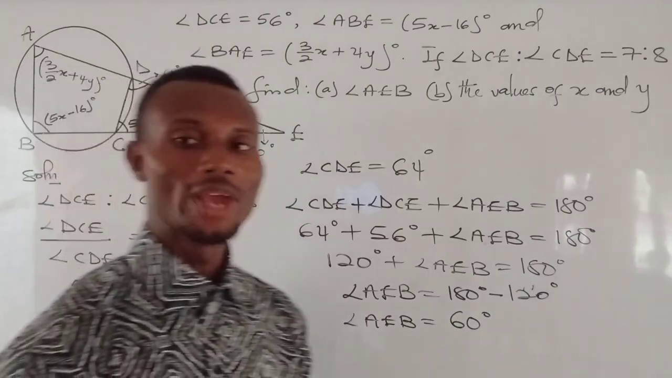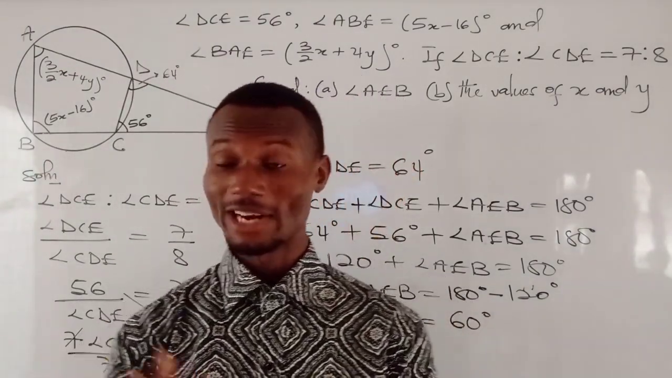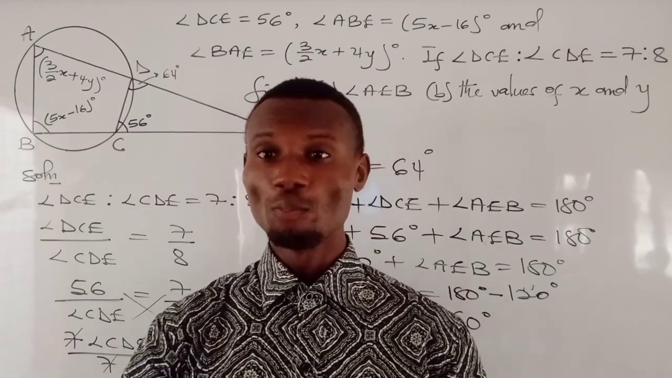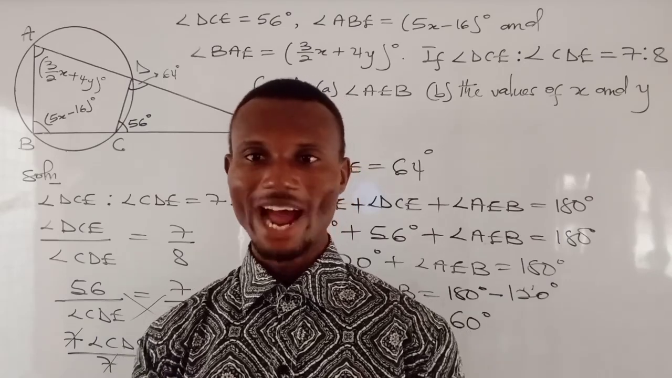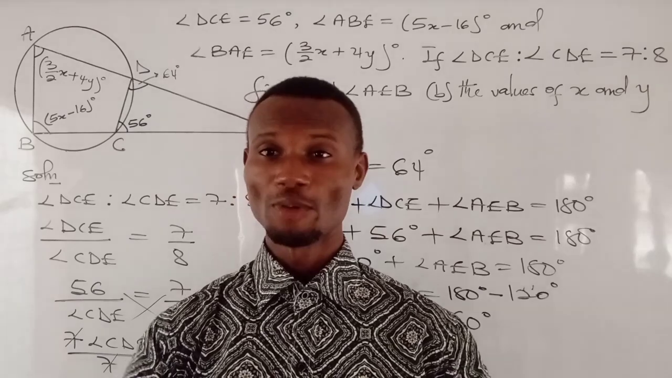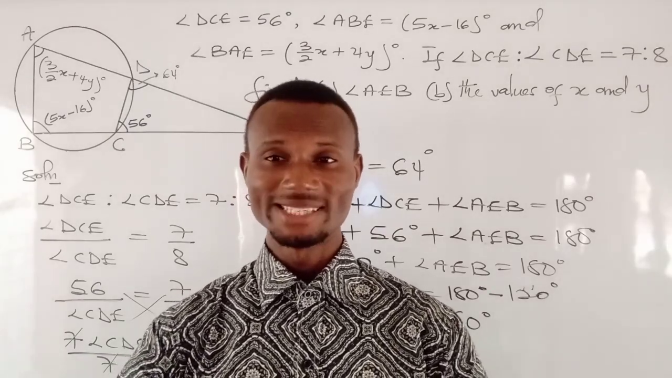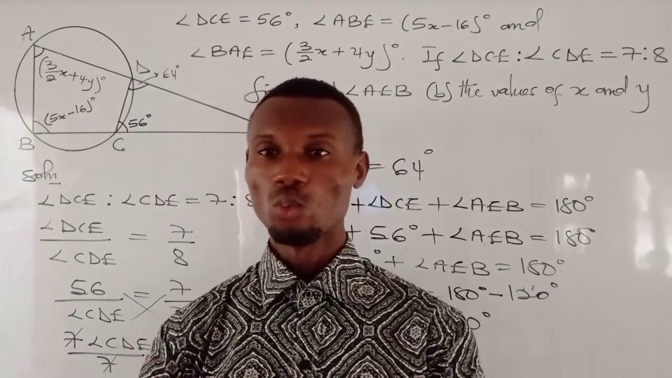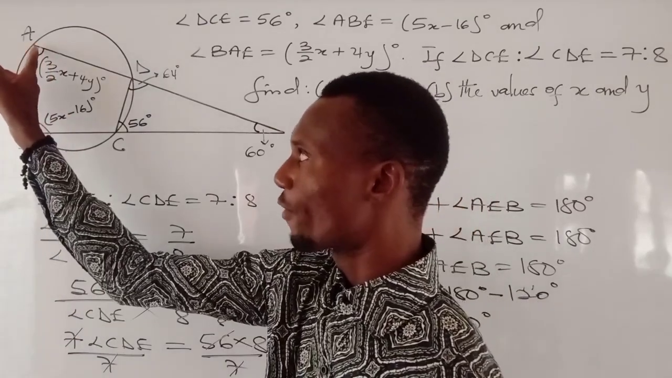Okay, so we are going to apply a property on quadrilaterals. It says that the sum of the opposite angles in the quadrilateral is equal to 180 degrees. I'm going to repeat it one more time. The property that you are going to apply here says that the sum of the opposite angles in a quadrilateral is equal to 180 degrees.